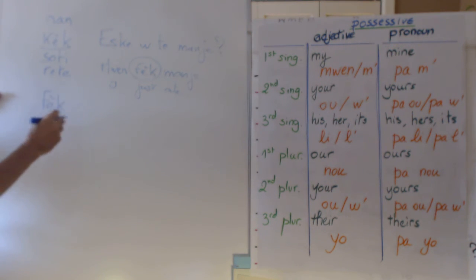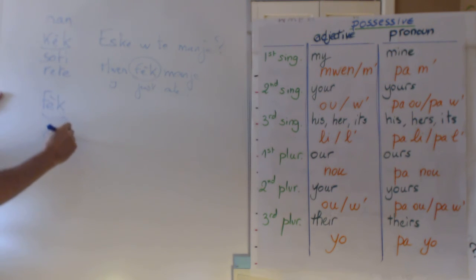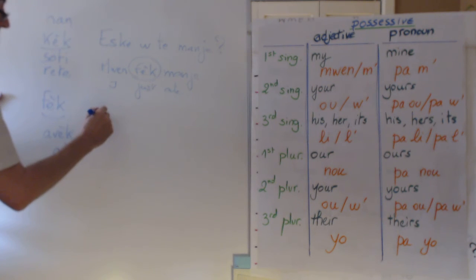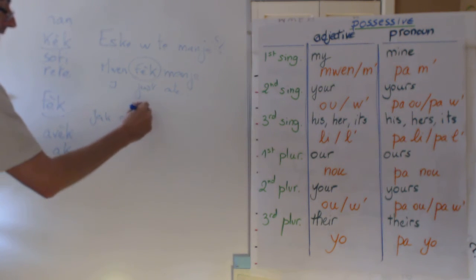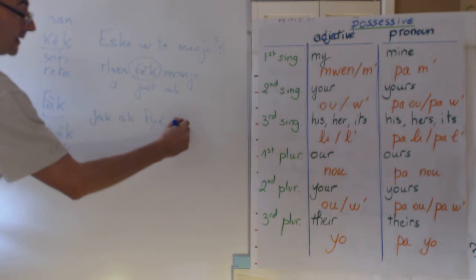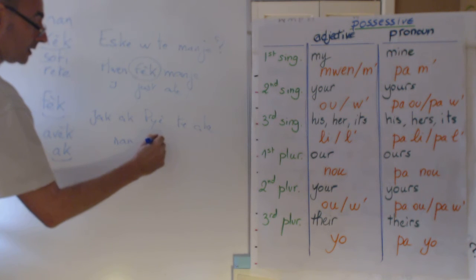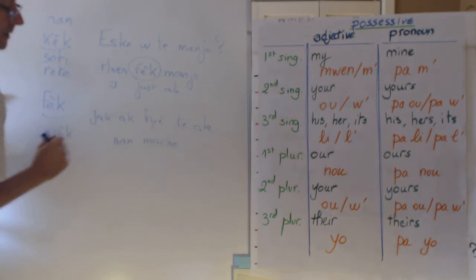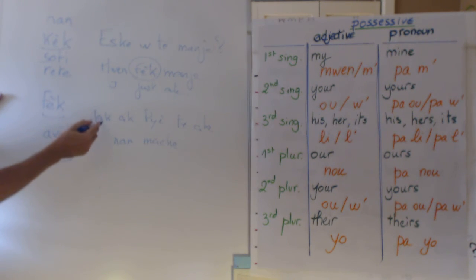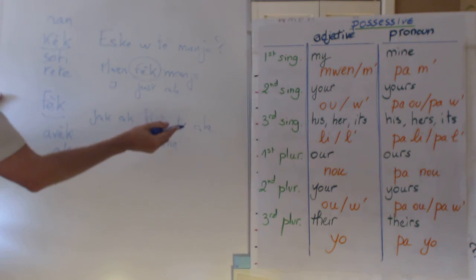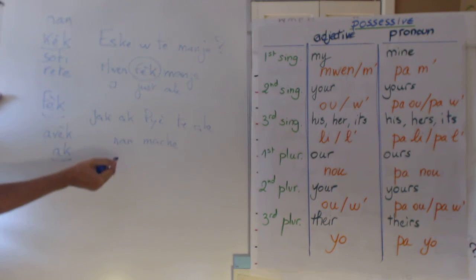Another small thing. With. With will be avec, or the contraction that we use all the time is ac. Jacques ac Pied t'es allé non marché. Jack with Peter went to the marketplace.